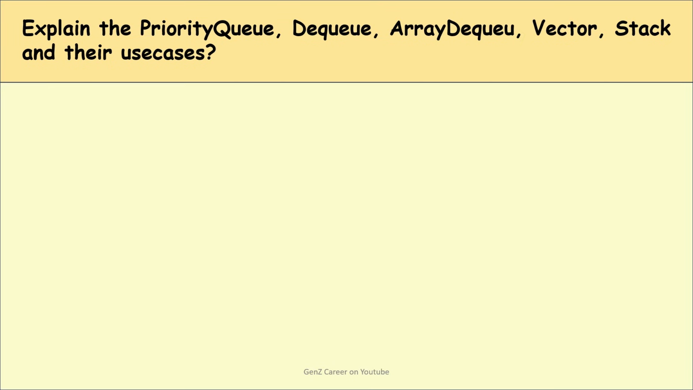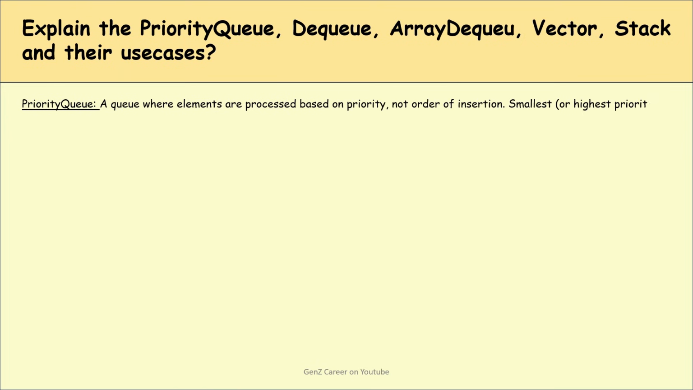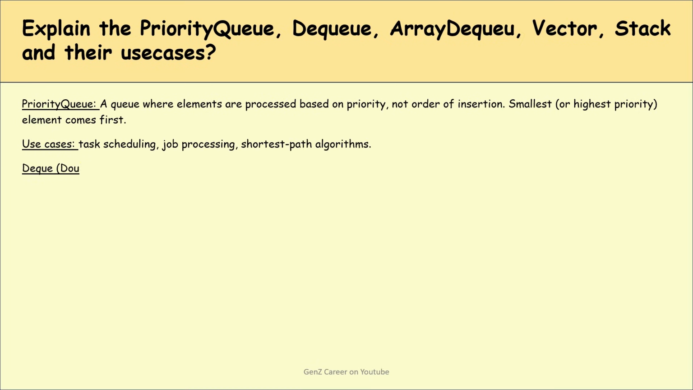Next question is, can you please explain PriorityQueue, Deque, ArrayDeque, Vector, Stack, and their use cases? So first is PriorityQueue, a queue where elements are processed based on priority, not order of insertion. Use cases are task scheduling, job processing, shortest path algorithms. Now let's see Deque. We can add and remove elements from both ends, front and back. Use cases are sliding window problem, caching, implementing stack plus queue together.